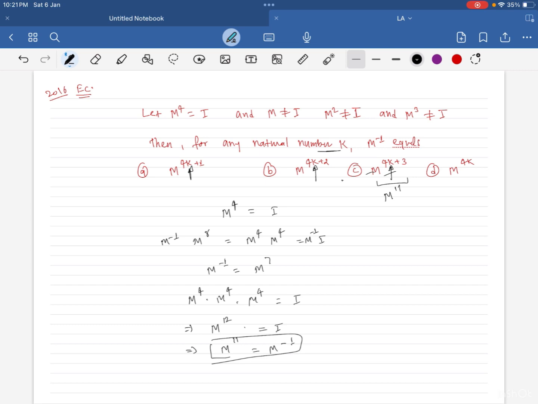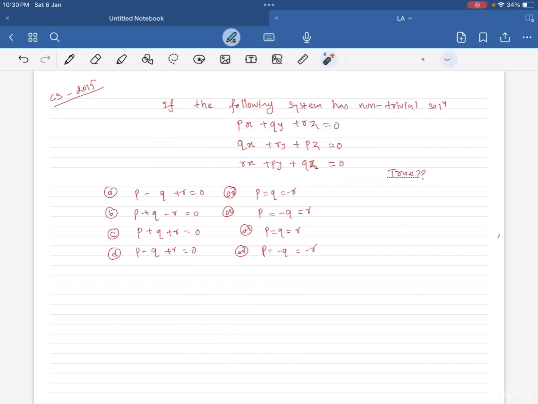So I think this expression will satisfy the m inverse, because you see that here m inverse is equal to m to the power 7, right? And here m inverse. So this equation is going to satisfy this condition. So the correct answer is C.